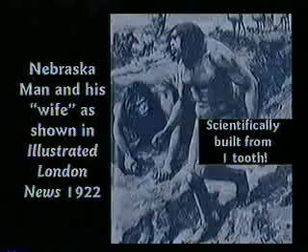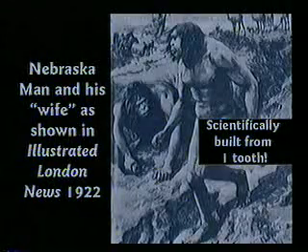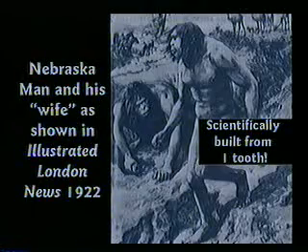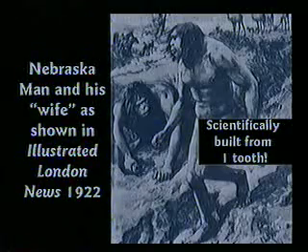They said, well, if the tooth is shaped like this, the jaw must be shaped like this. And if the jaw's like that, that would fit a head like this. And if the head's like that, then it'd fit the body. They built the entire thing from one tooth. Then they made the guy a wife. You've got to be really good to know what his wife looks like from the shape of his tooth. But they had him on display. Illustrated London News, 1922. Nebraska Man. Proof for evolution.